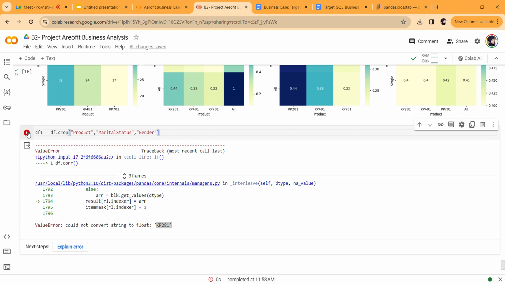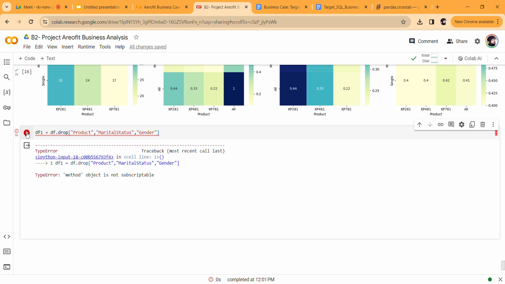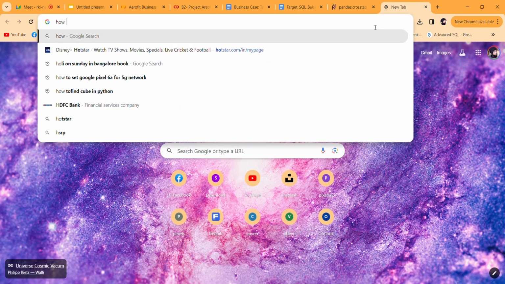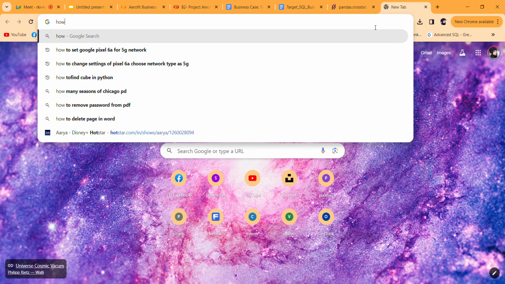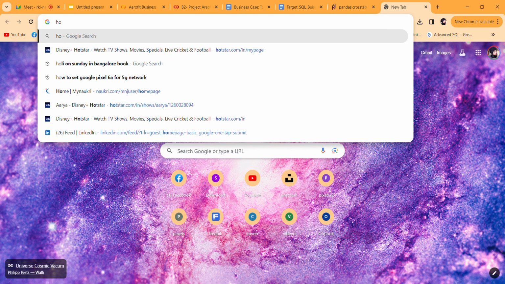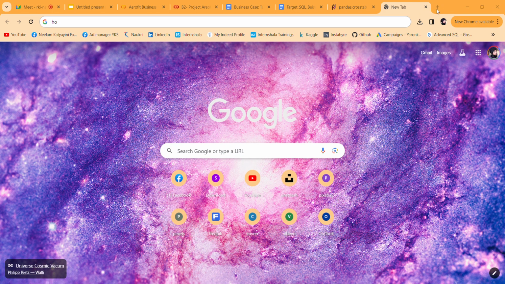Let's try to run this. Okay, method object is not subscriptable. There might be some syntax error. Let me check it.